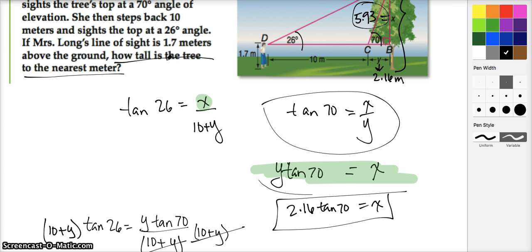Remember, we're supposed to find out how tall the tree is to the nearest meter. We got to add Mrs. Long's height because she's 1.7. So the tree, drum roll at home right now, children. Drum roll, you must. 5.93 plus 1.7. I could use a calculator, but you know what? This is just an awesome day. 3 plus 7 is 10, carry my 1, 5, 1, 7. 7.63 meters is the height of the tree.